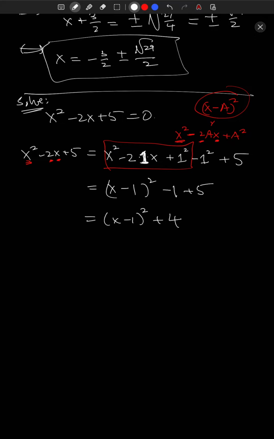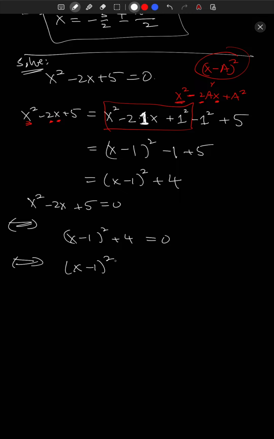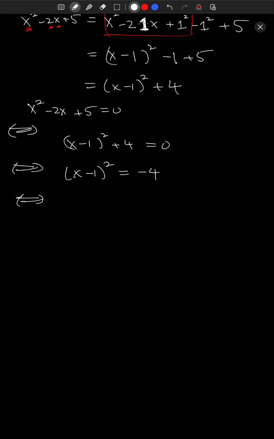All right? So that was completing the square. So ultimately, x squared minus 2x plus 5 equals 0 is the same as x minus 1 whole thing squared plus 4 equals 0. And if I want to solve that, that's x minus 1 whole thing squared equals minus 4. And then typically I root both sides.